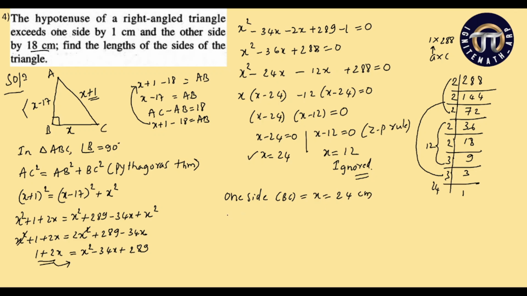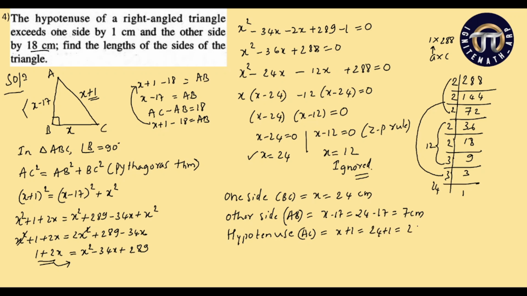Clear? Then hypotenuse or other side, what is the other side? That is AB, what I have taken, is equal to x minus 17, that is 24 minus 17 is equal to 7 centimeter. And hypotenuse, what I have taken hypotenuse as, hypotenuse is nothing but x plus 1, that is nothing but 24 plus 1 equal to 25 centimeter. These are the three sides of a required right angle triangle. Clear, children? Okay, so now let us move to the next question.